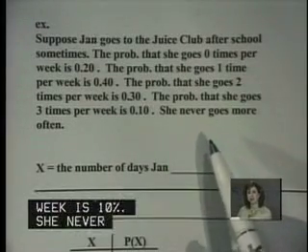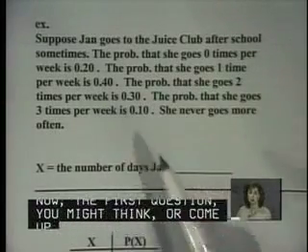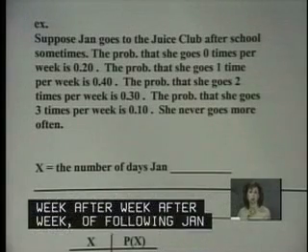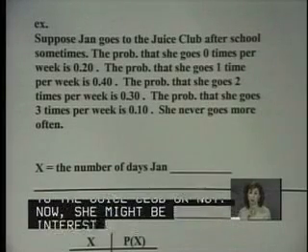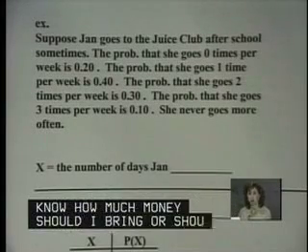Now, the first question you might come up with is, how do we know these probabilities? These would be the probabilities that are determined from surveying week after week after week of following Jan and seeing whether she goes to the juice club or not. Now, she might be interested in this because she might want to know how much money should I bring, or should I pack a lunch, and so on.